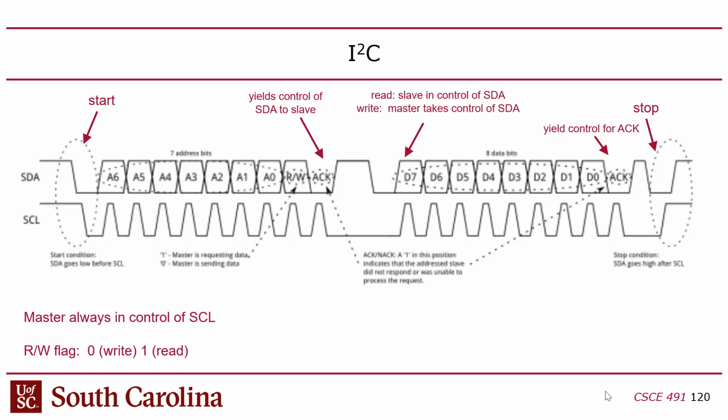Whereas if it's a write, you have one additional changing of control of data, because the master sends the address, the slave sends the acknowledge, and the master has to then send the data, and then the slave sends the acknowledgement. So there's one additional change of control on the data. Okay? Now this is very similar to the way the CAN bus works.